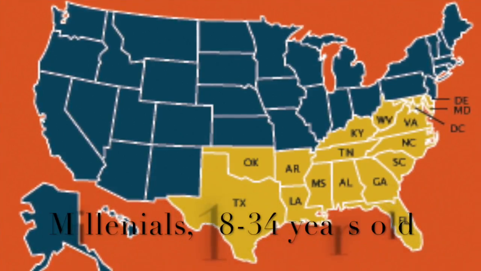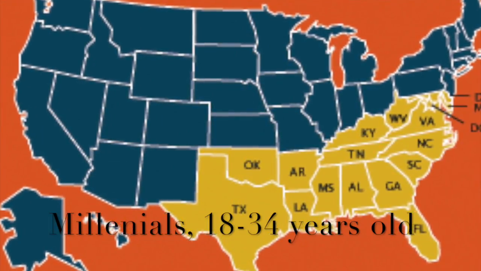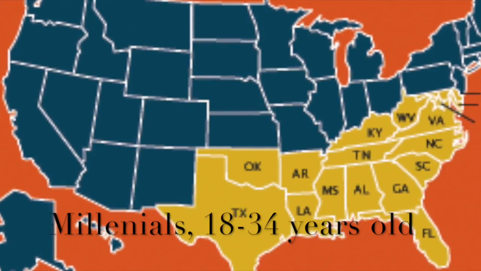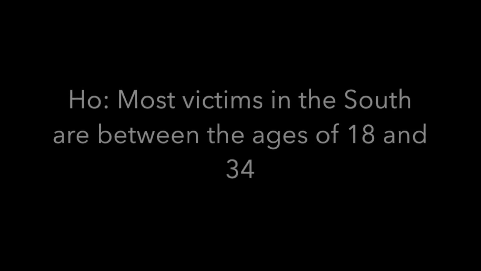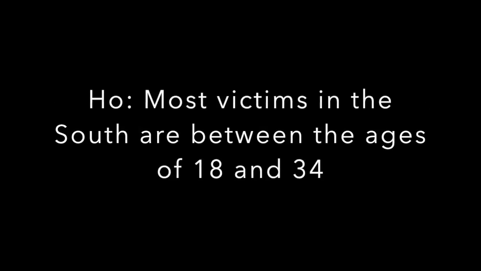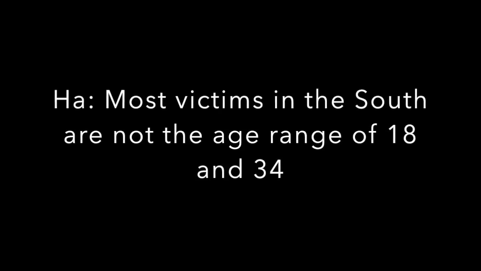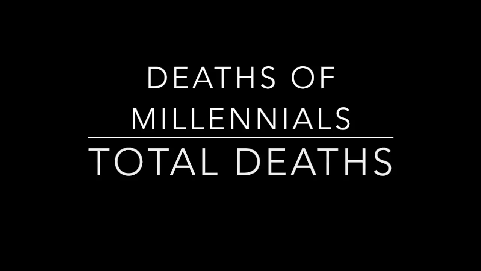The first task we chose to address was whether the majority of victims in the South from our original dataset fell between the ages of 18 and 34. Our null hypothesis was that most victims in the South are between the ages of 18 and 34, while our alternative hypothesis was that most victims in the South are not in the age range of 18 and 34. In order to test this hypothesis, we needed to find the percentage of deaths between the ages of 18 and 34 in the South from our original dataset.